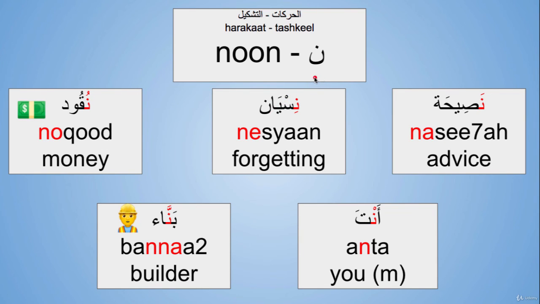Moving on to the letter noon, we can find it with different diacritics. For fatha it sounds as na, na, like the word nasiha, nasiha, which means advice. With kasra it sounds as ni, ni, like the word nisyan, nisyan, which means forgetting. And with dhamma it sounds as nu, nu, like the word nuqud, nuqud, which means money. And with sukoon you can find in a word like anta, anta, which means you in Arabic. For shadda you can find in a word like banna, banna, like a builder, or an adjective means constructive.